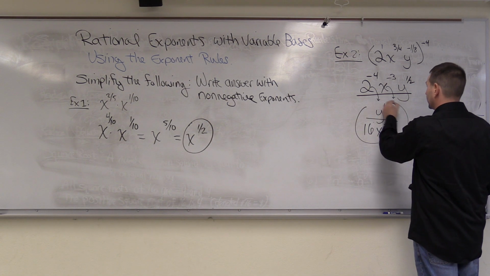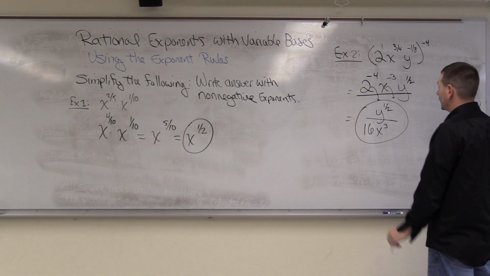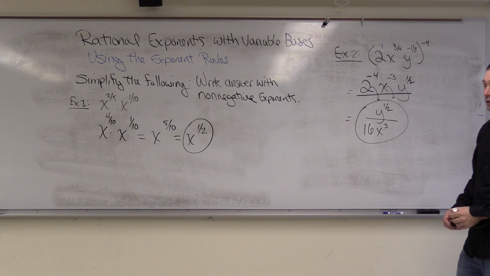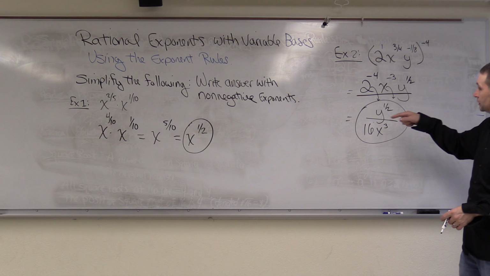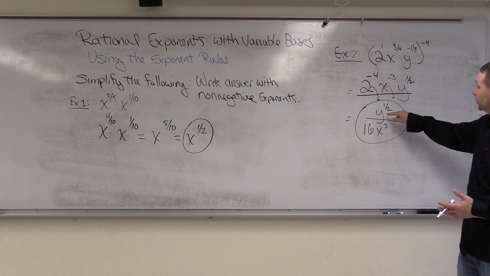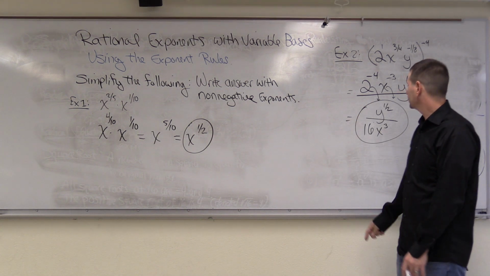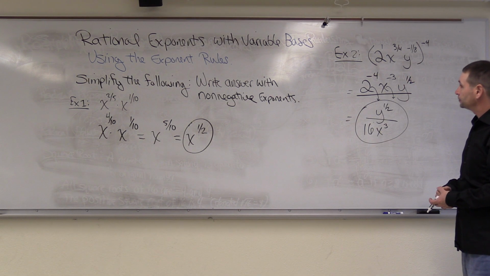So your final answer for that, the answer you'd see in the book, is just going to be y to the 1/2 all over 16 x to the 3rd. And you're finished, because the directions didn't say you had to write that in simplified radical form. It just says non-negative exponents. It's simplified all the way down.